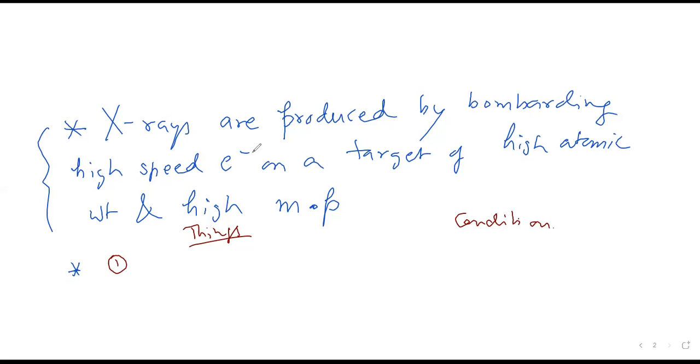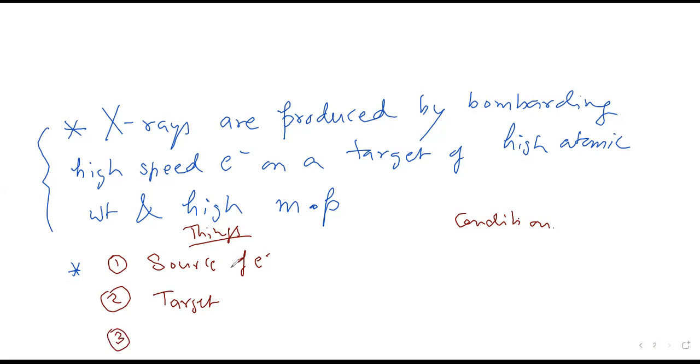So first thing, we have to bombard high speed electrons, so we need a source of electrons, is it not? We have to bombard this high speed electron on a target which has a high atomic weight and high melting point. So this is also required. One target with high atomic weight and high melting point, where we can strike this electron.